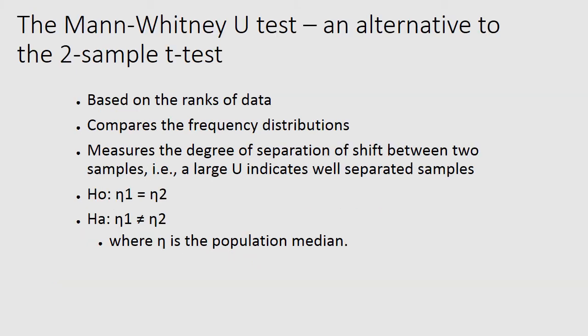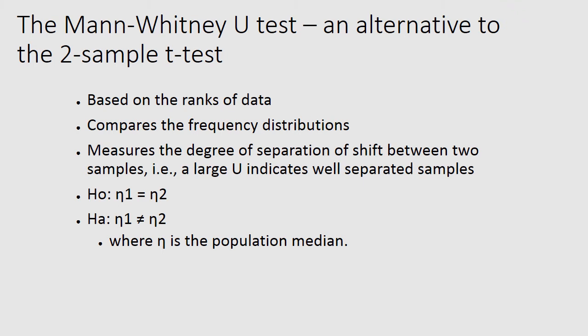The other non-parametric test that we're going to learn is the Mann Whitney U test, and it's an alternative to the two-sample t-test. The other name for it is the Wilcoxon rank sum test. It is based on the ranks of the data. It is comparing the frequency distributions between the two groups, and it's going to give an idea of the degree of shift or separation between two samples.